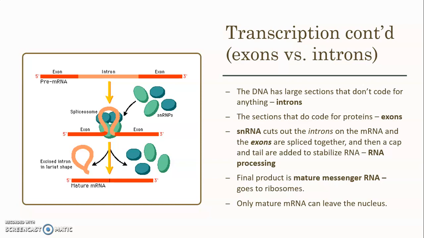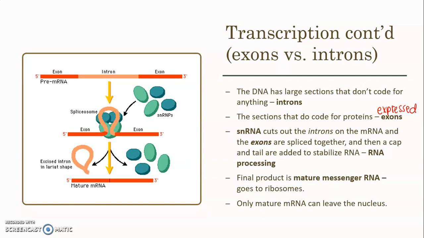The sections that do code for the proteins are called exons. You can remember that the exons are the ones that you keep because exon, the EX could be for expressed. So those are going to be the parts of the DNA that end up being expressed. You end up seeing them at the end as protein.